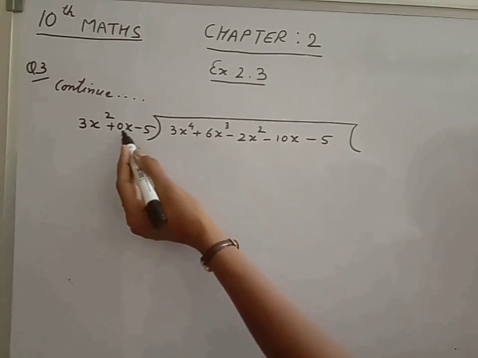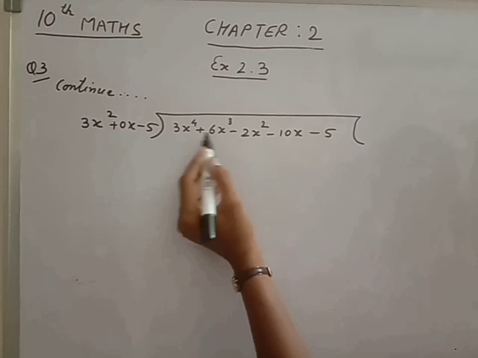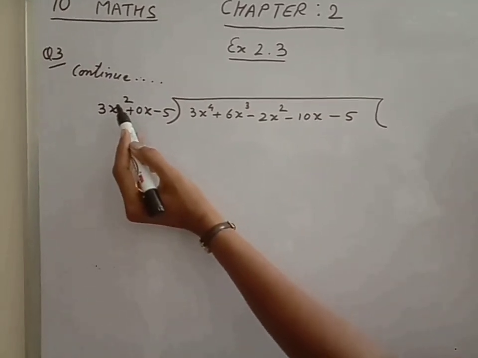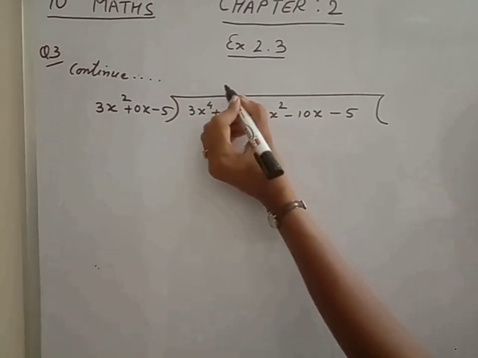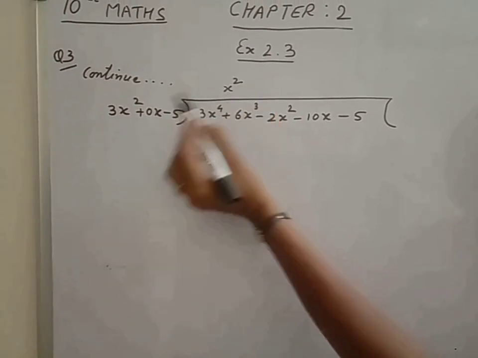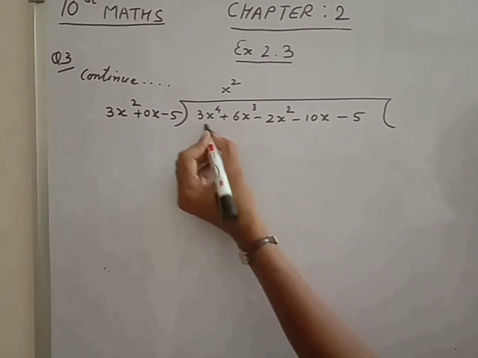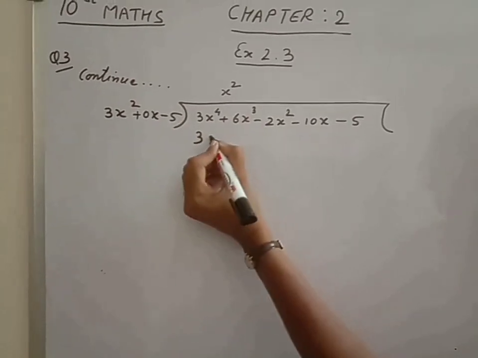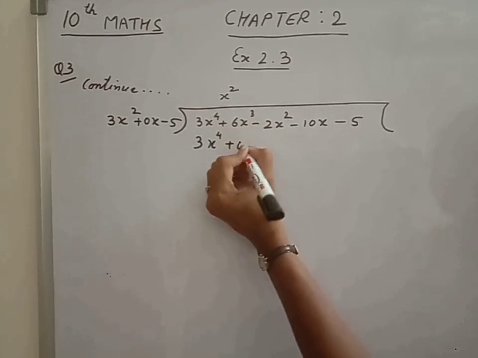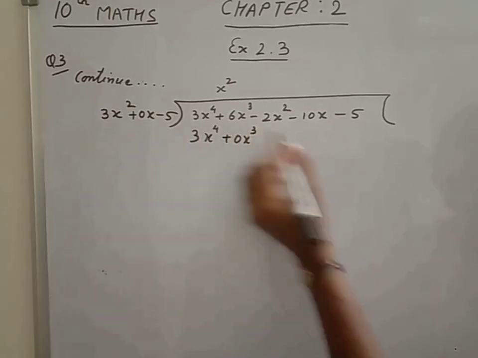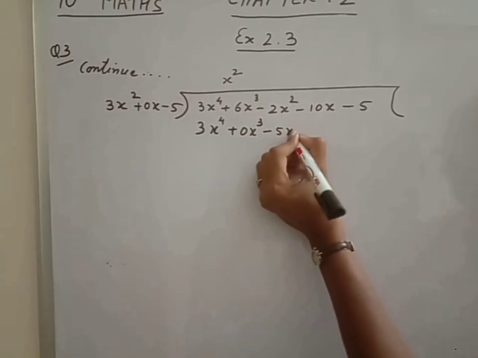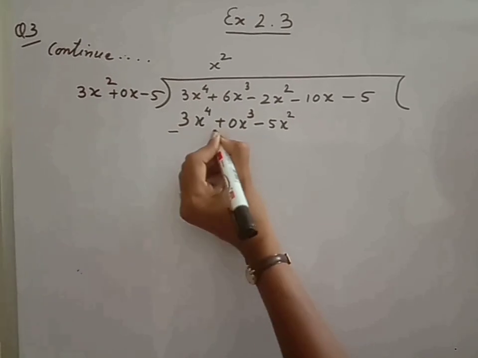So this is my p(x) and this is my g(x). Now I will divide this by g(x). What should be multiplied to 3x square to get 3x raised to 4? So I will multiply by x raised to 2. So x raised to 2 into 3x square: 1 into 3 will remain 3, x square into x square is x raised to 4. Now x square into 0x is 0x cube, minus x square into minus 5 is minus 5x square. Change the sign.